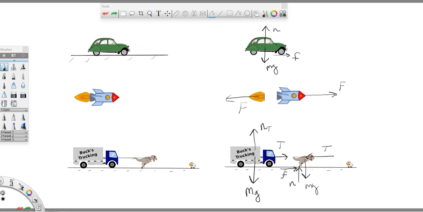So I hope that this video helps you understand Newton's third law. Again, forces always come in pairs, equal in magnitude, opposite direction. So for every force vector you draw on a free body, you should be able to identify an opposite force acting on some other object.